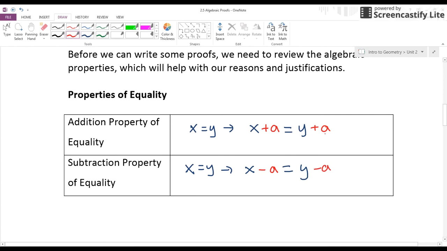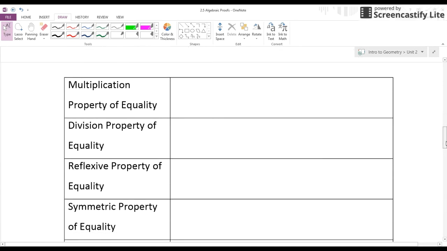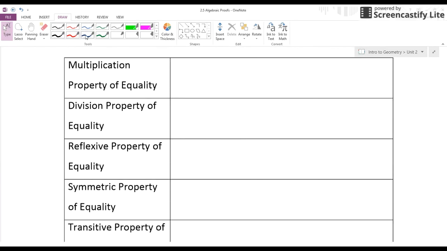Okay? So you can imagine the next couple below, same idea, multiplication property of equality and division property of equality, just what you've been using back in Algebra 1 to solve your equation. So same deal here. If x is equal to y, then if we take x and multiply it by some value a, to keep it balanced, to keep the equation the same, we have to take y and multiply it by a as well, right?